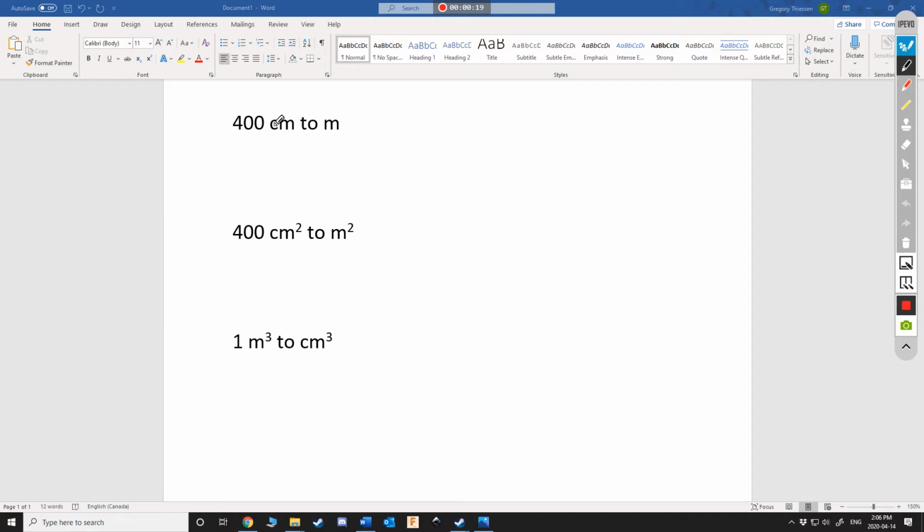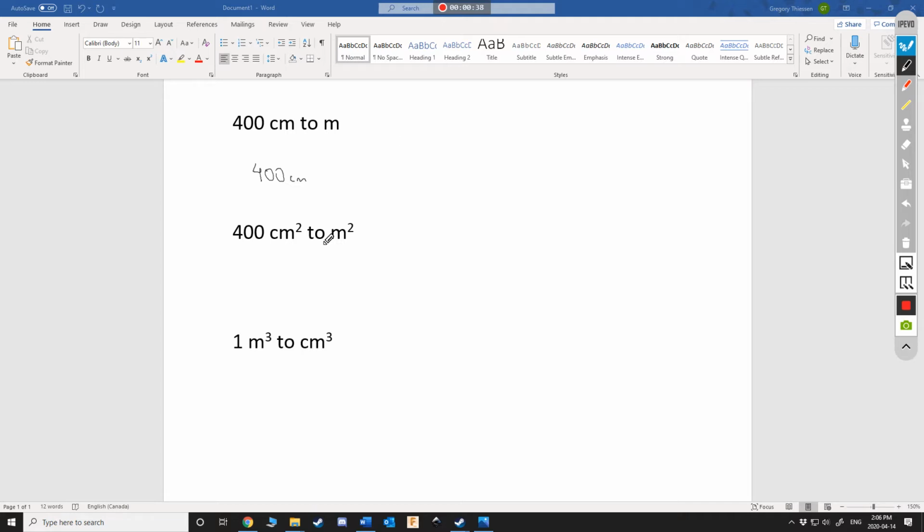Whenever doing unit conversions, we use what we call a conversion factor, which hopefully you remember from grade 10, because there's a unit on this. So I say we have 400 centimeters to meters. So we go 400 centimeters, and we want to convert this to meters. We're going to use what's called a conversion factor.